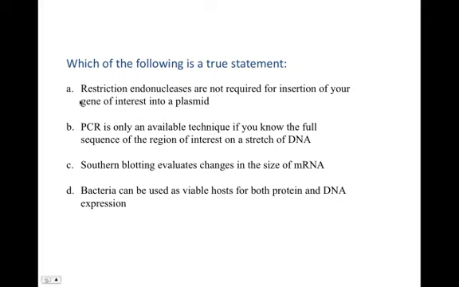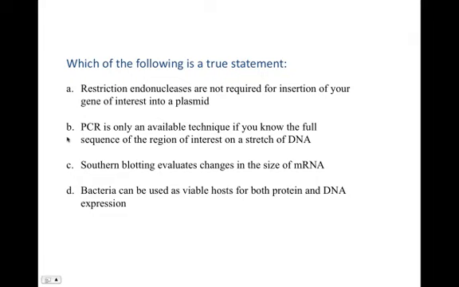Let's start with A. This is a false statement. Restriction endonucleases are required for insertion of a gene of interest into a plasmid. The presence of multiple cloning sites is one of the primary resources required by a plasmid. The other two: the plasmid must have an origin of replication and a selectable marker. An example of a selectable marker may be a gene encoding for antibiotic resistance.